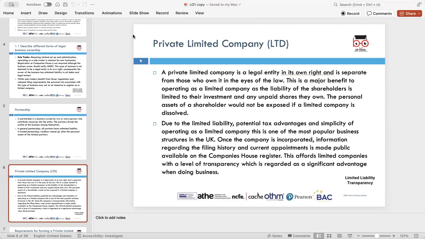The limited company structure is one of the most common types of business structure in the United Kingdom. This is because limited companies offer restricted liability, potential tax advantages, and the simplicity of running as a limited company. Following the incorporation of the company, particulars concerning the filing history and the appointments currently in effect are made available to the general public on the register maintained by Companies House. A level of transparency, which is considered to be a key advantage when conducting business, is made available to limited firms as a result of this.